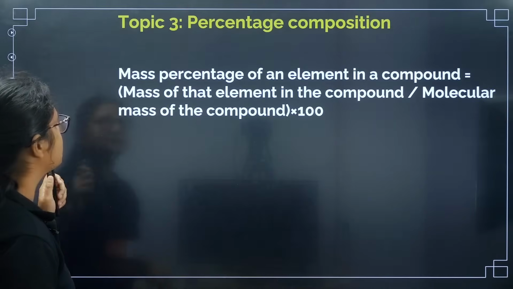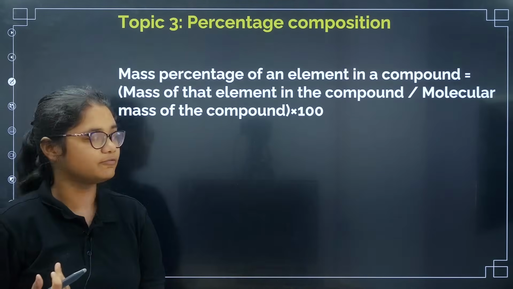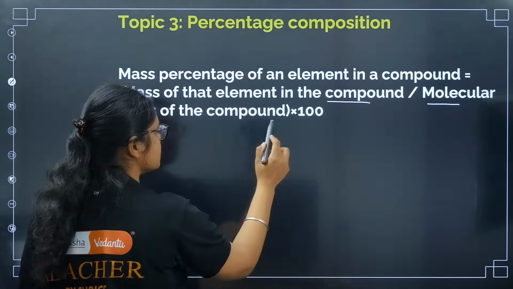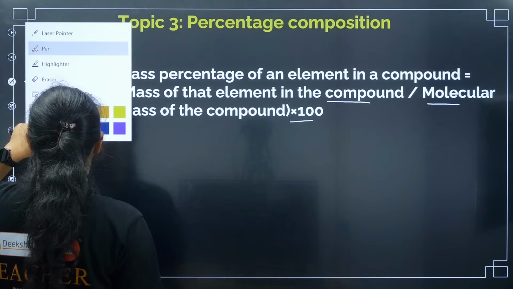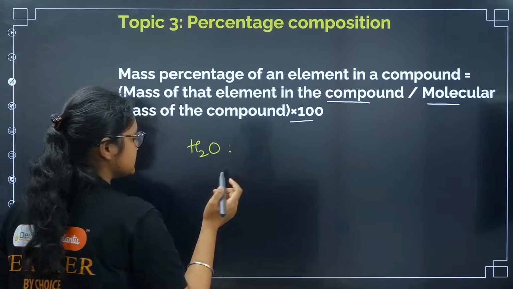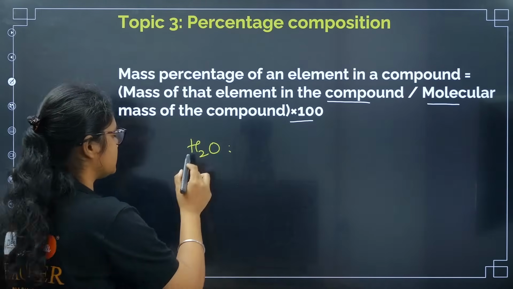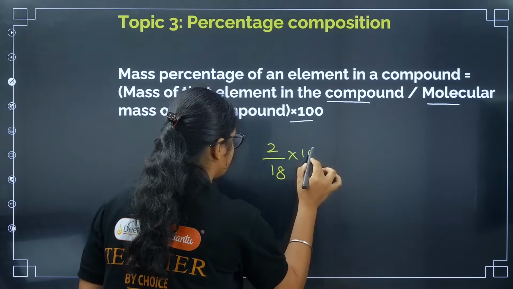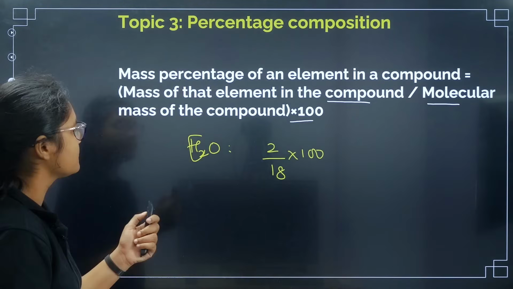Okay. Now let us see the next one, percentage composition, how to find out. It is the mass of the element in the compound divided by the molecular mass of the compound, into 100. Like for example, a quick one, suppose we take H2O. What is the percentage of hydrogen in H2O? The mass of hydrogen is 2, molar mass of water is 18, so 2 by 18 into 100. Like this you have to calculate.